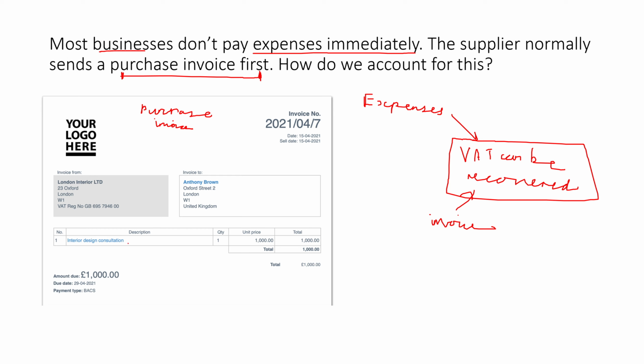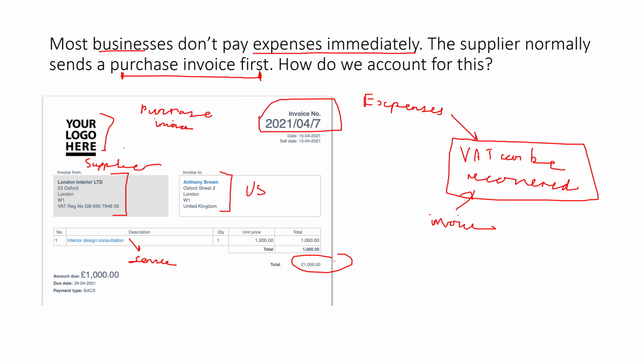Now, this is an example of an invoice. Invoices normally have a particular number. They can be traced. We have the organisation who's issuing this invoice, so this is a supplier, isn't it? This is us. They normally have a logo. This is the service, and this is the amount due. Now, the service is an expense, isn't it? It's a consultation fee.